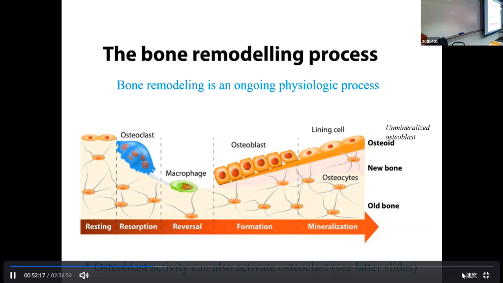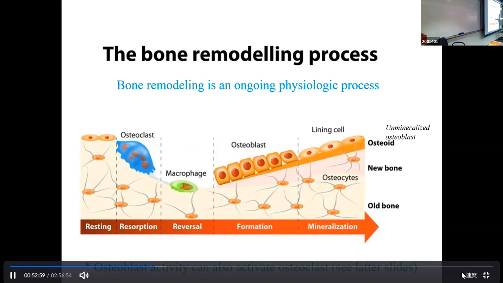So what you see here is just a cartoon diagram showing you the two types of cells which are responsible for breaking down of the bone and laying down of the bone. As I said, osteoclasts are responsible for breaking down of your bone material. And we say this is a resorption process, not absorption. Don't mix it up with absorption. Resorption refers to breaking down of the bone material.